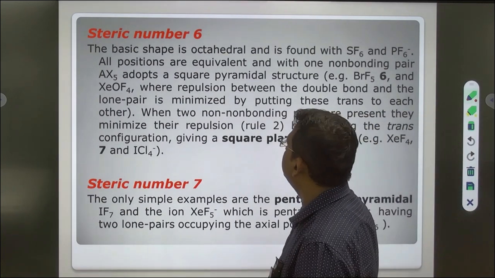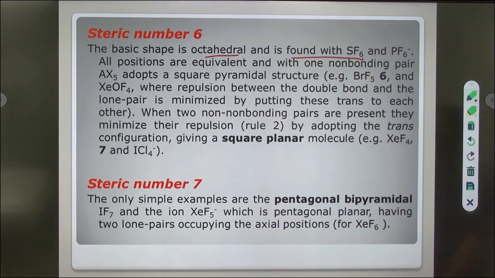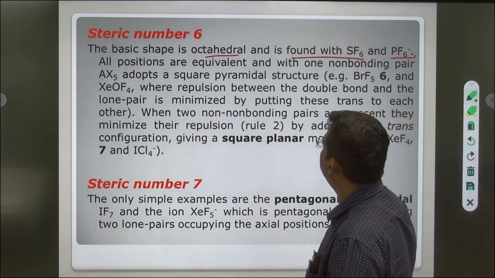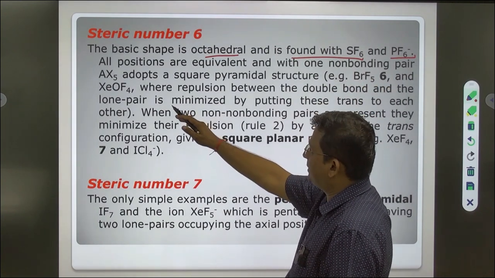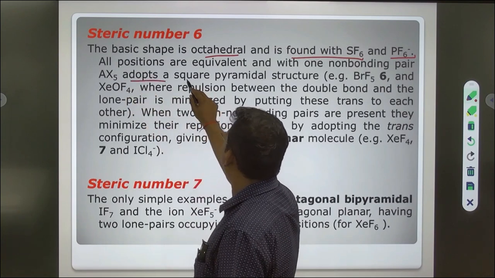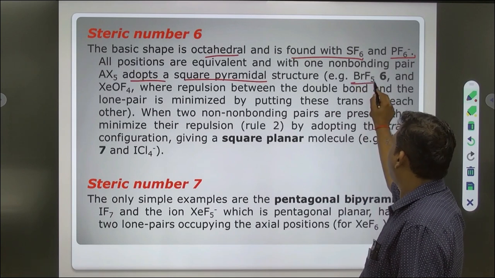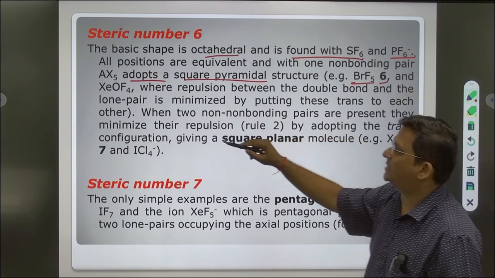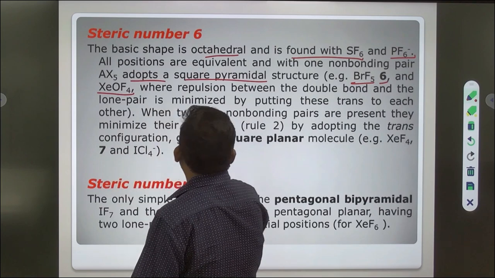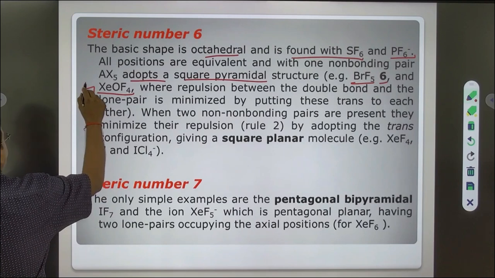Steric number 6, basic shape of octahedral, found in SF6, PF6 minus, all positions are equivalent, with 1 non-bonding pair. AX5 adopts square pyramidal structure. For example, BrF5 and XeOF4, these give square pyramidal structure. Square pyramidal is this.